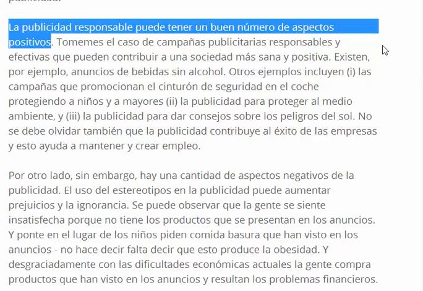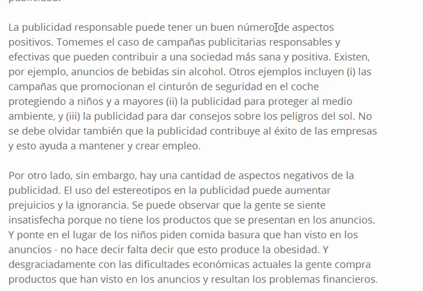Now, we could have used the word muchos in here, but I quite like the word un buen número, which I've seen in certain places being a better alternative way of saying muchos. So this is what I'm trying to do. Sometimes I'm trying to get away from the commonly used words.